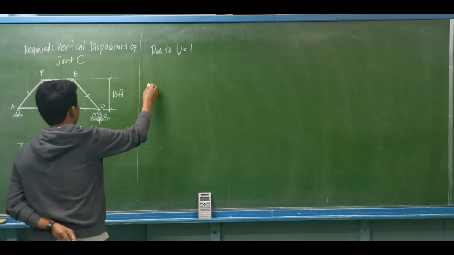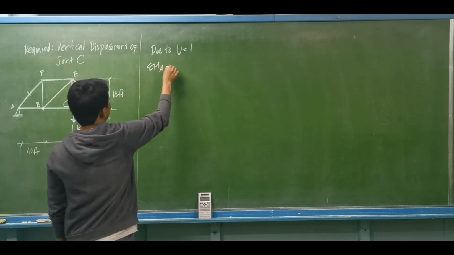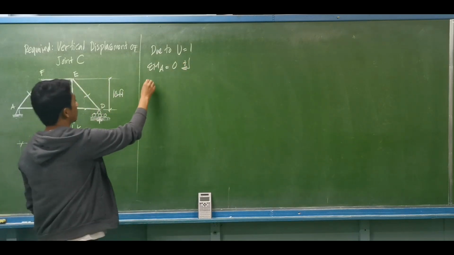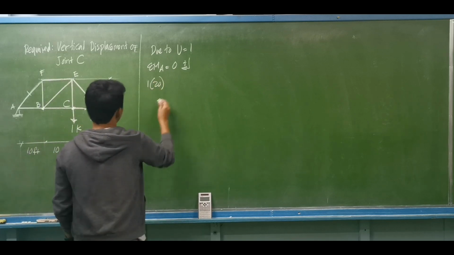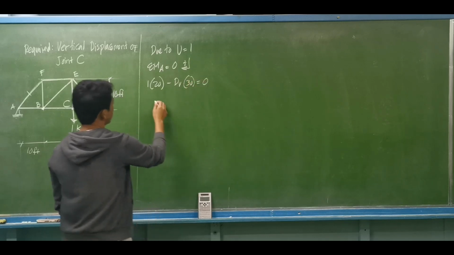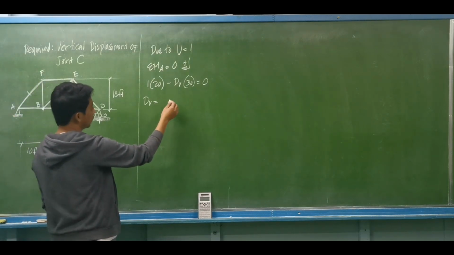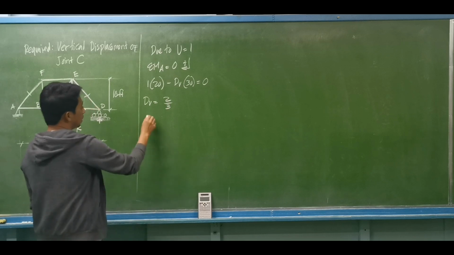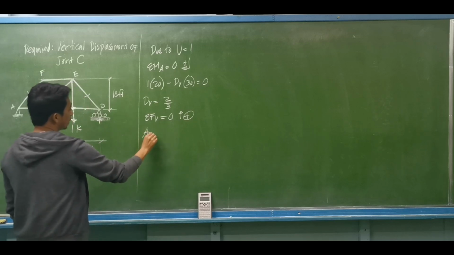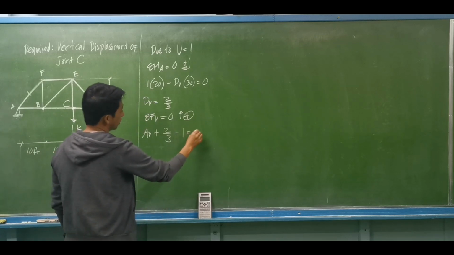Then we can get the support reactions by summation of moments at A equal to 0, with clockwise moments to be positive. That will be 1 times 20 feet minus the vertical reaction at D multiplied by 30 feet equal to 0. So the vertical reaction at point D will be equal to 20 over 30, which is 2 over 3. Then with summation of forces vertical equal to 0, upward forces to be positive, A vertical plus D vertical 2 over 3 minus the 1 unit load equal to 0.